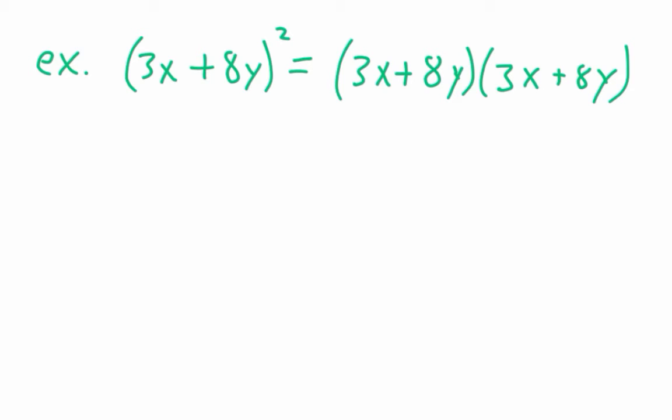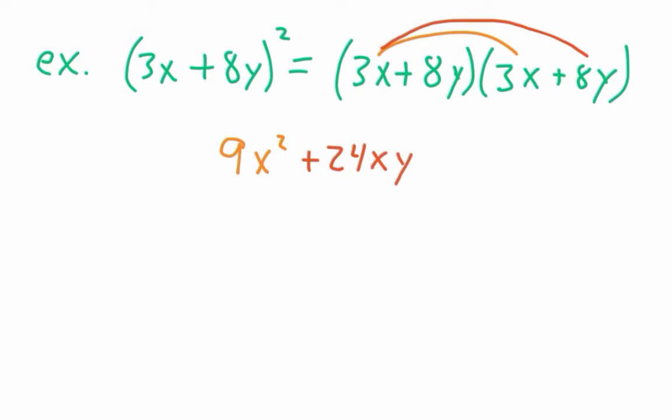And I'll try to color code stuff. So when we FOIL, we do the first times the first. 3x times 3x is 9x squared, because we have 3 times 3 and x times x. Then we do outside, so 3x times 8y gives me positive 24.